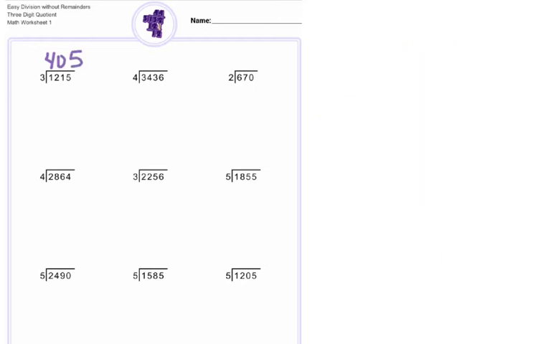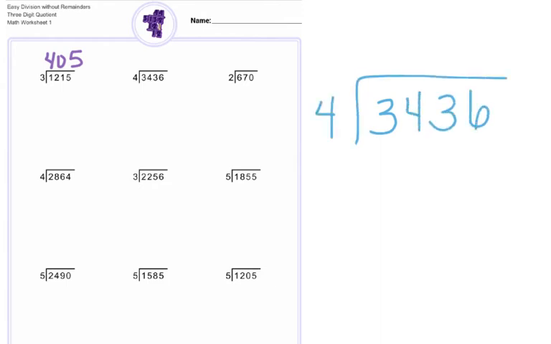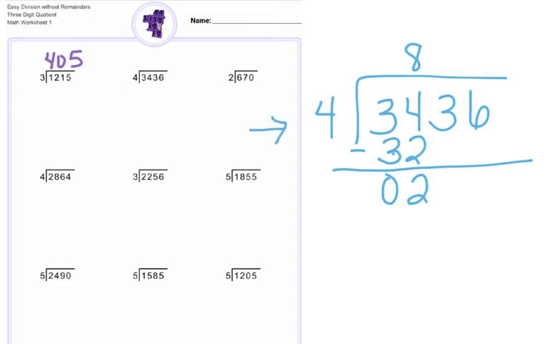Number 2, we have 3,436 divided by 4. And we know that 4 cannot go into 3 because it's larger. 4 can go into 34. And 4 times 8 is equal to 32. And then we're going to subtract. 4 minus 2 is equal to 2, and 3 minus 3 is equal to 0. And we can check to make sure that we're right if what we have left, which is 2, is less than the divisor. Okay, and it is. 2 is less than 4.